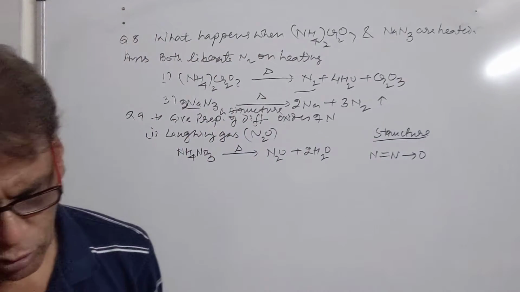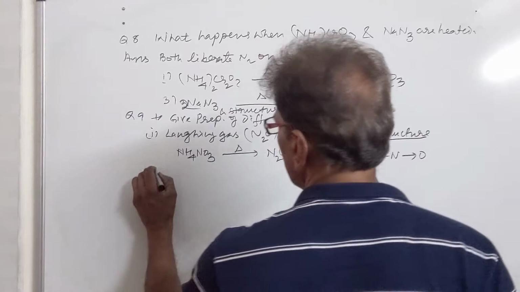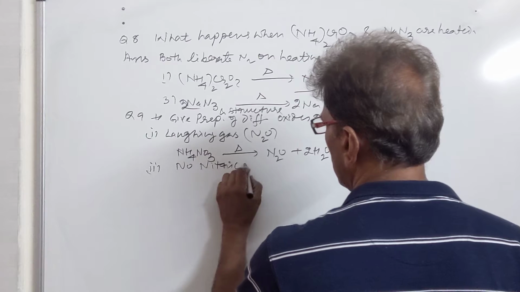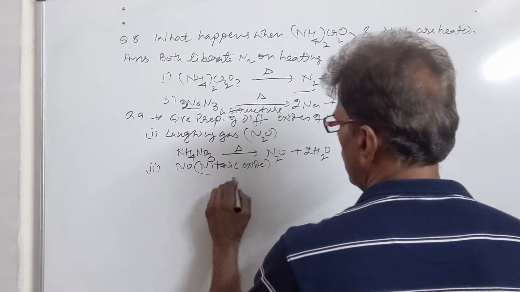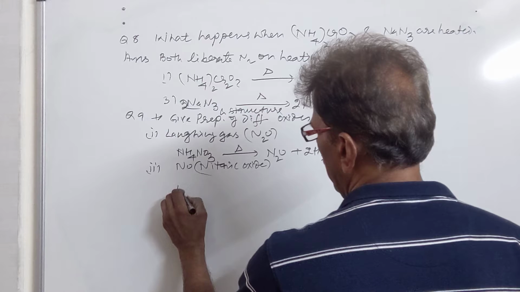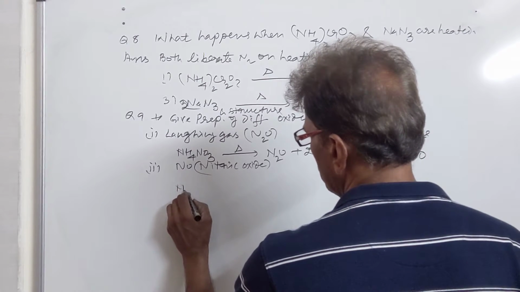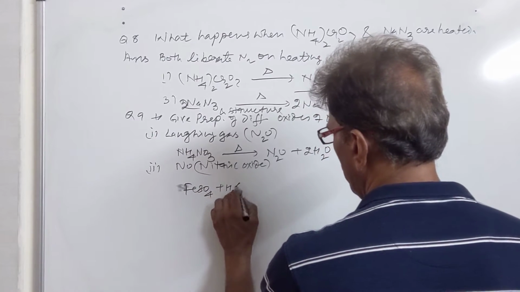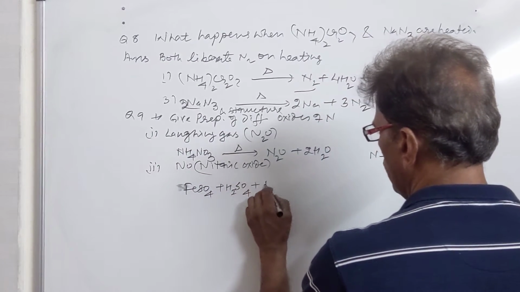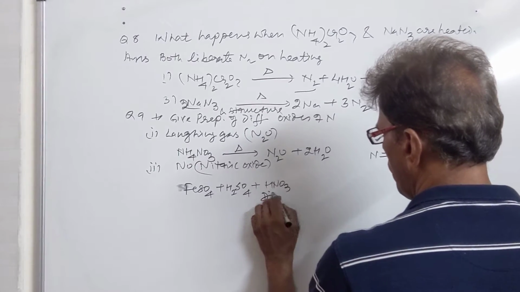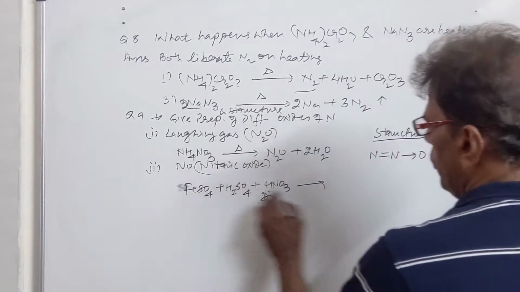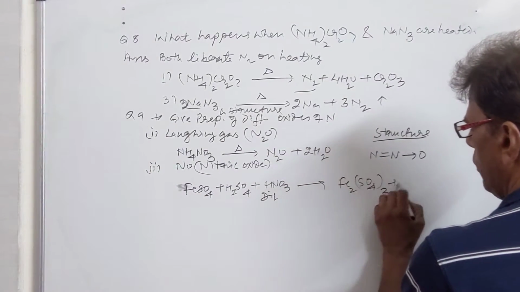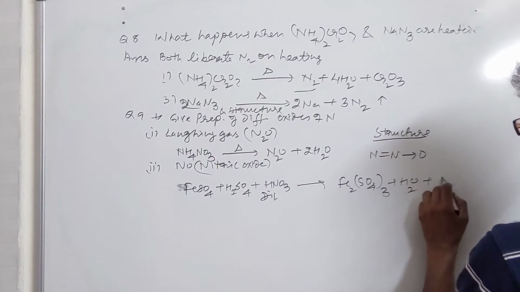Then we have second oxide, that is NO, nitric oxide. It is prepared by heating ferrous sulfate with sulfuric acid and dilute HNO3. So you get Fe2(SO4)3 plus H2O plus NO.